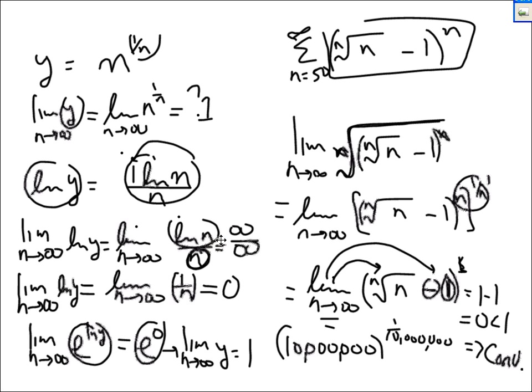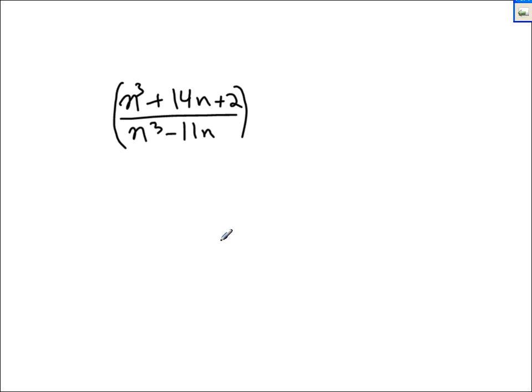Okay, so there were a couple of examples. Try to find one, or try to think of one that gives you 1 for the root test. Actually, I guess it's kind of easy to find one that will give you 1. I mean, if you had, say, n cubed plus 14n plus 2, and you divide this by n cubed minus 11n, and you raise this to the nth power, and you take the summation of that.